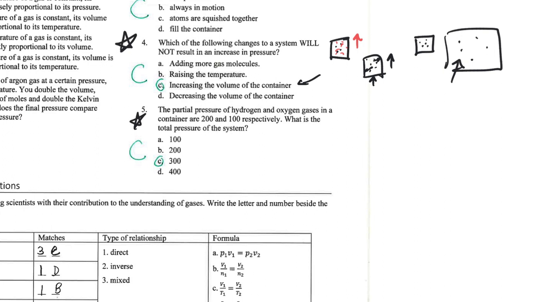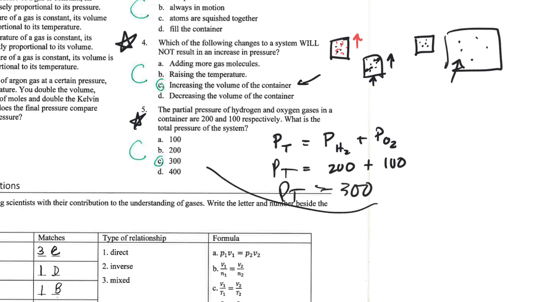Number 5 says the partial pressure of hydrogen and oxygen gas in a container are 200 and 100 respectively. What's the total pressure in the system? There's a formula that says the total pressure is equal to the partial pressure of everything in the gas in the container. So it'd be the pressure due to hydrogen plus the pressure due to oxygen. Those are the only two there. So if hydrogen is 200 and oxygen is 100, then together the total pressure in the system will be equal to 300. That one.